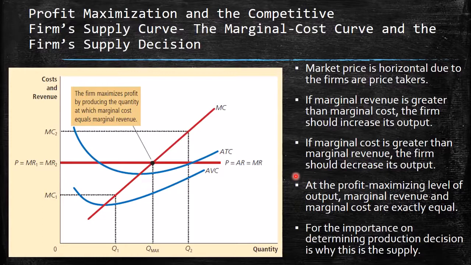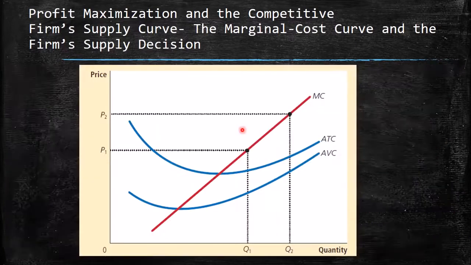Okay, then this is the importance of determining the production decision, which is why this is the supply. So automatically we understand that this marginal cost is going to be the supply curve of the firm. Obviously, we need to figure out if it starts from here, it starts from here, or it starts from here. So we're going to study that, but this is going to be the supply curve.